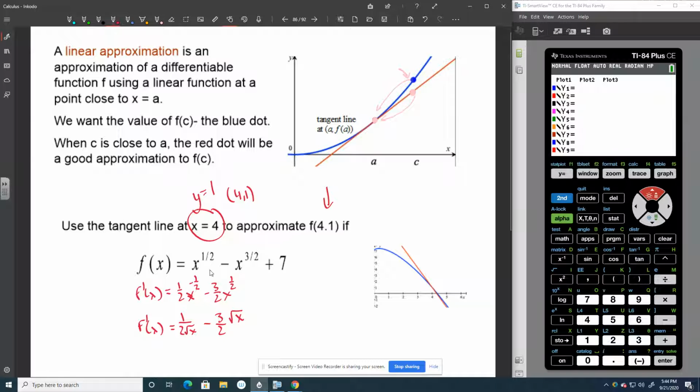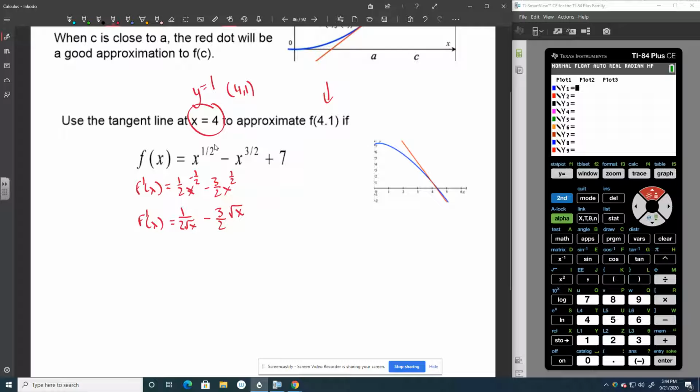So when it wants us to find at x equals 4, I need the slope at this point. So f prime of 4 equals 1 over 2 root 4, minus 3 root 4 over 2, which just becomes 1 over 4, because root 4 is 2, minus 3, and the root 4 is 2 over 2 is just going to cancel out. So it's just 1/4 minus 3, which is either negative 11/4 or negative 2.75. So that's my slope at this point.